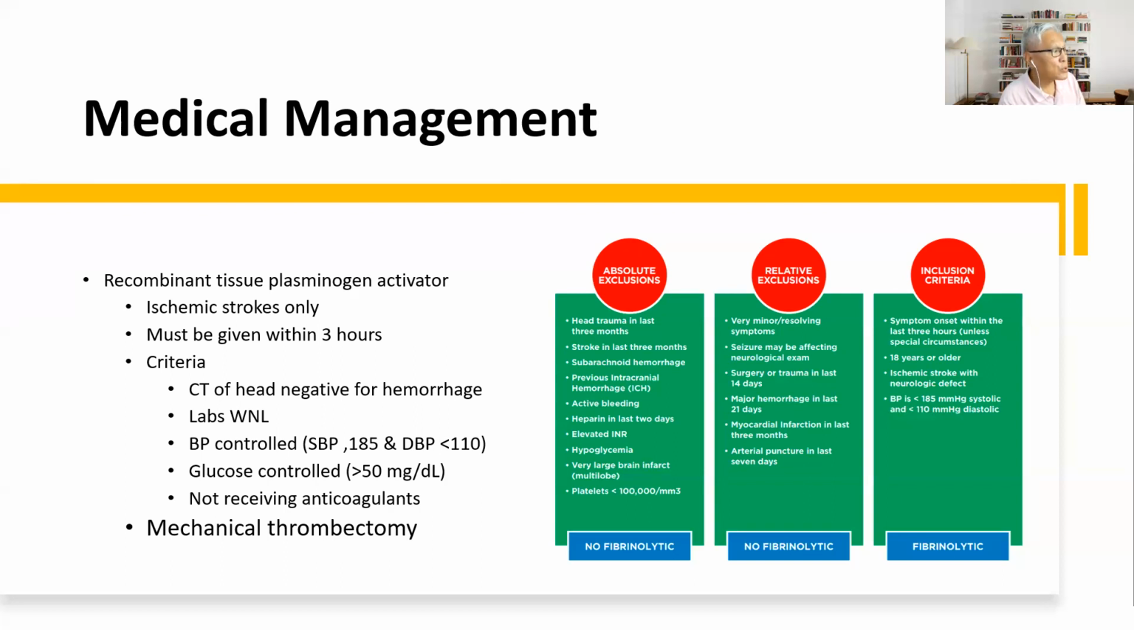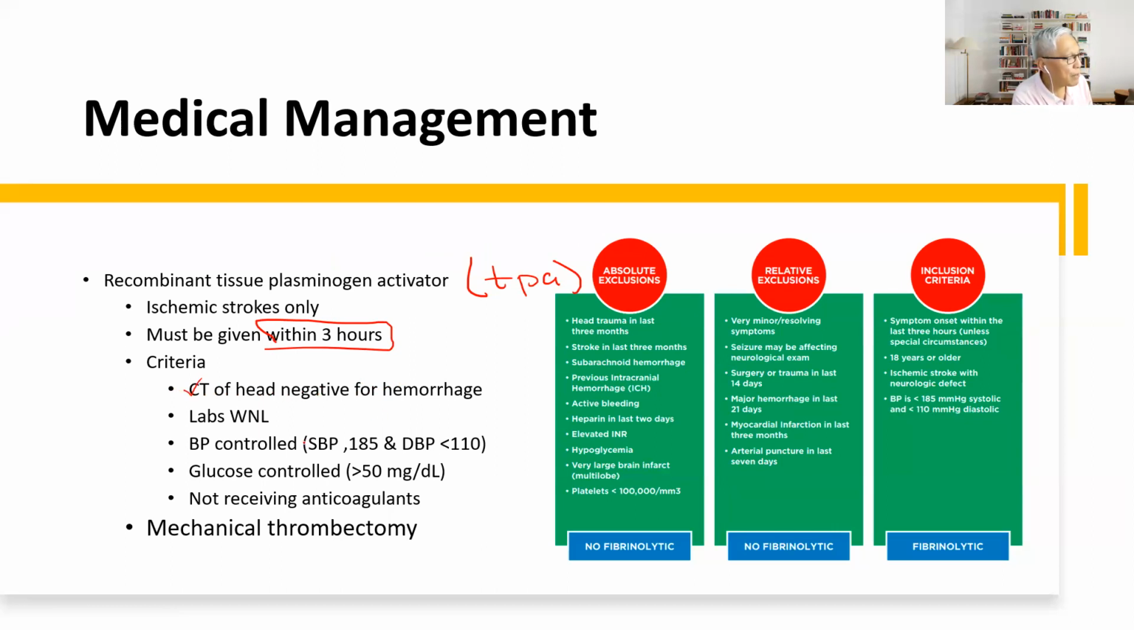And so the most common one that we use is recombinant tissue plasminogen activator, also known as TPA. And actually, it is better known by that name, TPA. And TPA obviously is going to mean tissue plasminogen activator. So again, this treatment is only for ischemic strokes and must be given within 3 hours in order to be effective. And the criteria is that the CT of the head should be negative for hemorrhage for obvious reasons.